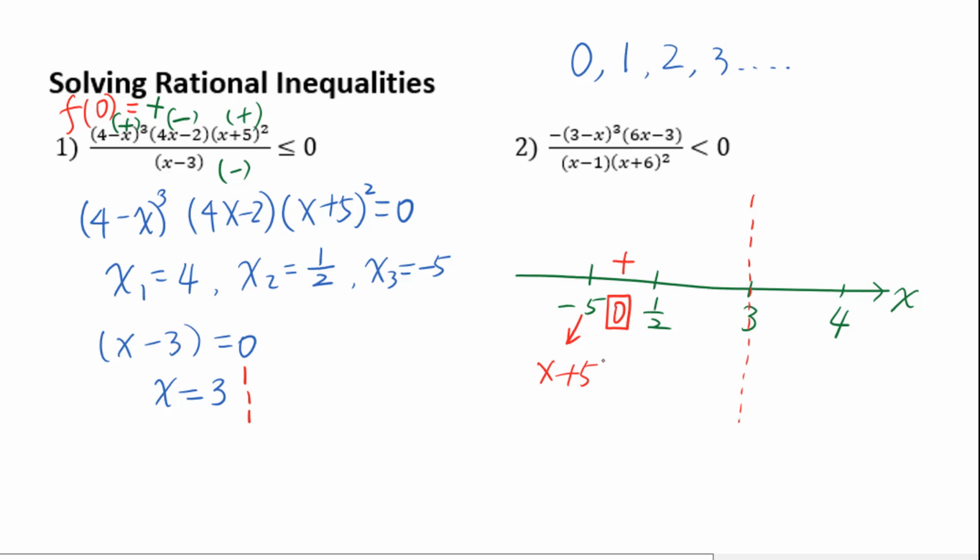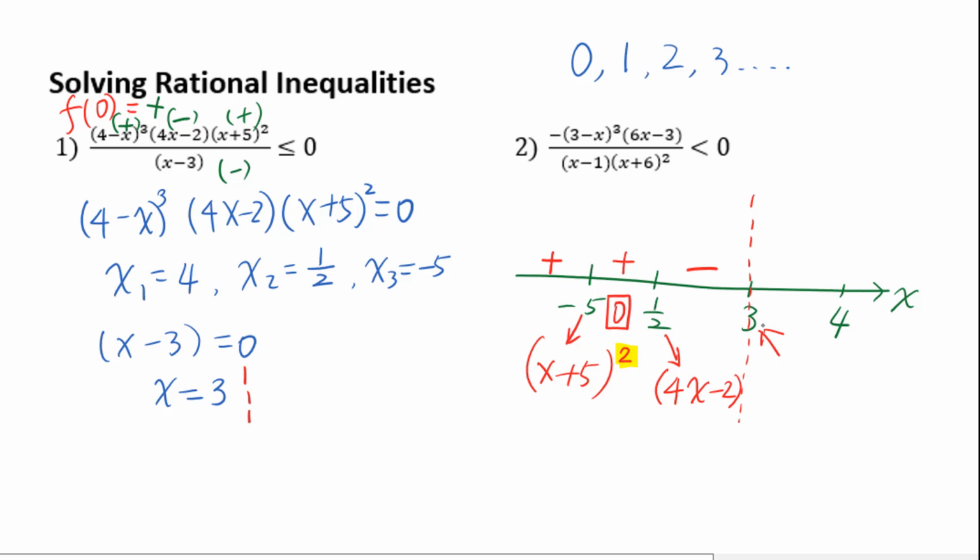We get -5 from this factor, x plus 5 to the second power. Since this is an even power, there is no sign change at this 0, -5. So this is positive. Check 1/2. The factor is 4x minus 2. Since this is a single power, we need to change the sign. In other words, at this 0, 1/2, there's a sign change.